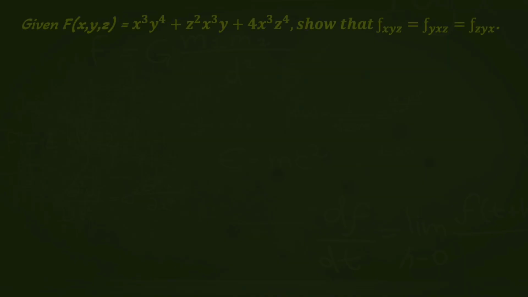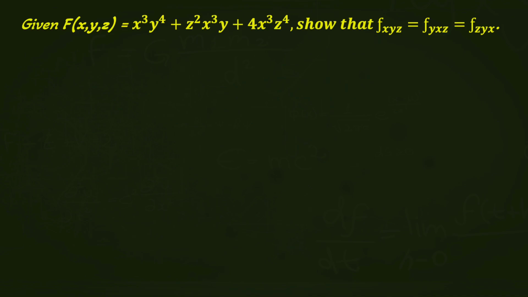So the first example here is a given function with 3 independent variables, and the requirements here are we need to show that f sub xyz is equal to f sub yxz and equal to f sub zyx.